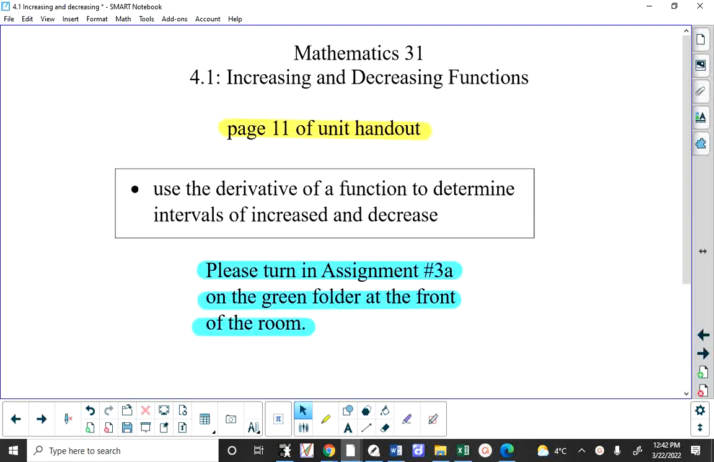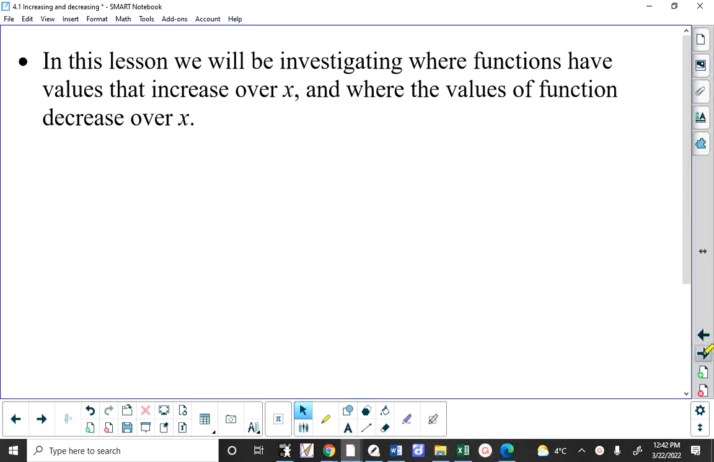The fundamental idea behind how this is going to work is pretty basic, but it's something that we have to keep coming back to throughout this chapter and also the next chapter. So what we're going to be investigating here is where functions have values that increase over x, I'm going to explain what that means, or values that decrease over x. First of all, the word function is another way of saying y. So when I say a function has values that increase, I'm saying y is increasing.